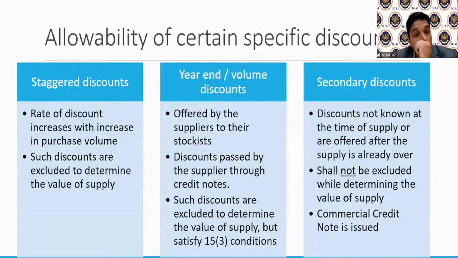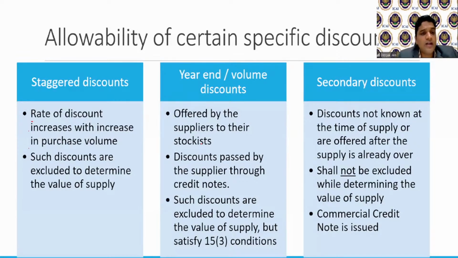Okay. Now let's understand the different types of discount and what clarifications have been issued in this regard. One type, Pranav, you were asking about, is the staggered discount, which means the rate of discount increases with increase in purchase volume, like the example I had given you. If you purchase up to 2 lakhs, then the discount is 5%. If you purchase 3 lakhs, then it is 10%, such cases.